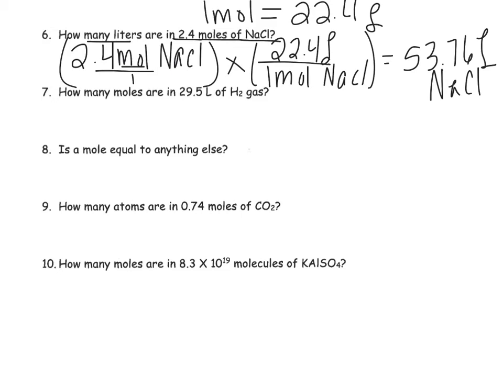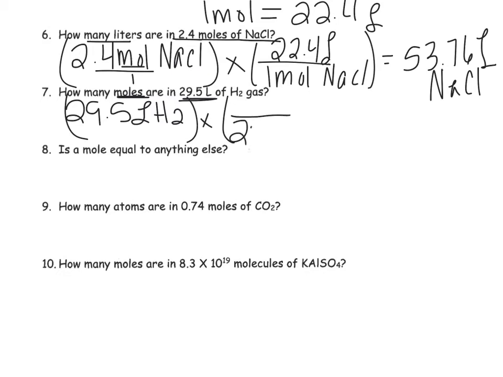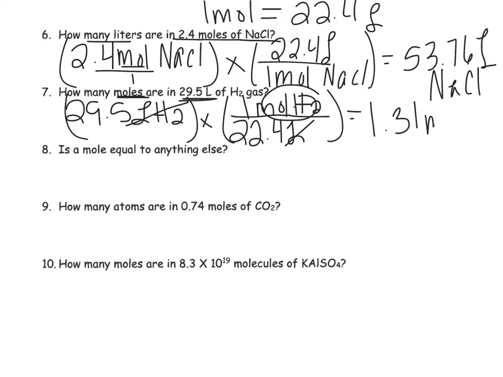Alright, now I am on liter island and I want to go to mole island. So if I have 29.5 liters of H2, hydrogen gas, and I want to go to mole island, my unit for liters is going to go on the bottom, and 1 mole, my placeholder essentially, goes on top. And I cancel out a unit on the bottom for a unit on top. I'm left with moles. So 29.5 times 1 is 29.5 divided by 22.4 gives me 1.31 moles of hydrogen gas.